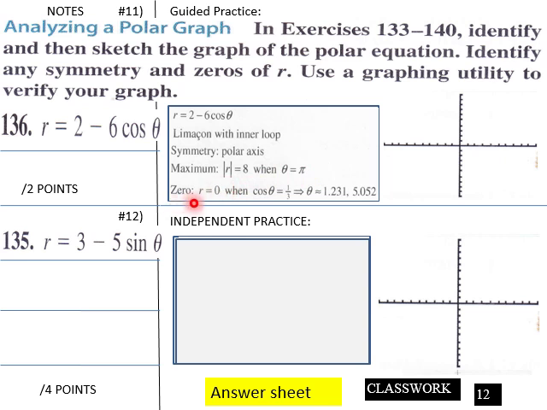And then our zeros would be r equals 0 when cosine theta equals 1/3, which becomes theta is 1.231, and then our other coordinate would be 5.052, would be another 0 for this function here. And then this will be your graph here. Here's a graph of this, r equals 2 minus 6 cosine theta. It would look like that.